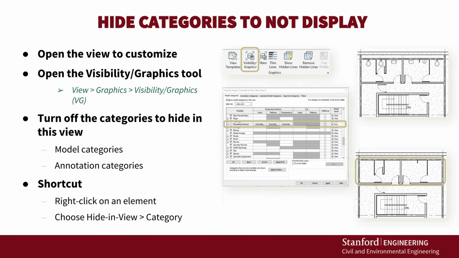In the Visibility Graphics Overrides dialog, you can turn off the categories to hide in this specific view. And you can choose from model categories, things like walls, doors, roofs, or the annotation categories, things like dimensions, tags. So choose the categories that you'd like to hide in the view and turn off the checkbox. As a shortcut, you can also, in the Plan view, just right-click on any element, and then from the contextual menu, choose Hide in View, and choose Category as the choice of things to hide.